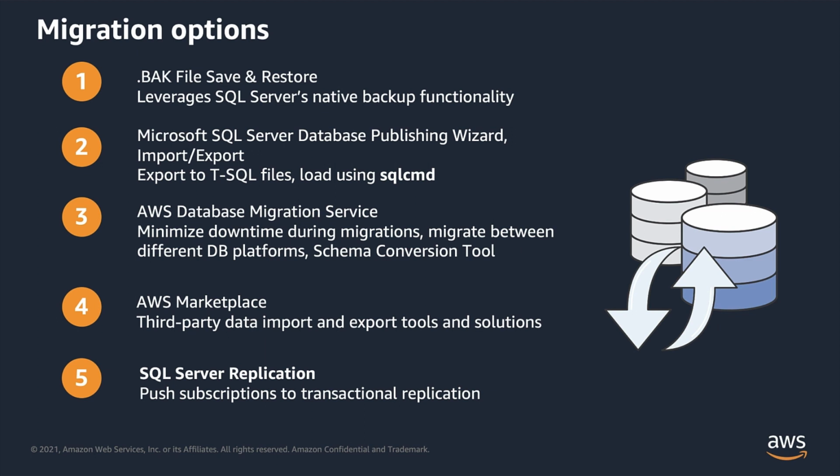For more advanced use cases, you can leverage the AWS Database Migration Service because this tool specializes in achieving near zero downtime migrations, but you can also use it to deploy read replicas of your master database in a separate region. You can also explore the AWS Marketplace, where our ISV partners offer third-party data movement solutions and tools that might help you. And finally, you can use SQL Server replication through push subscriptions.